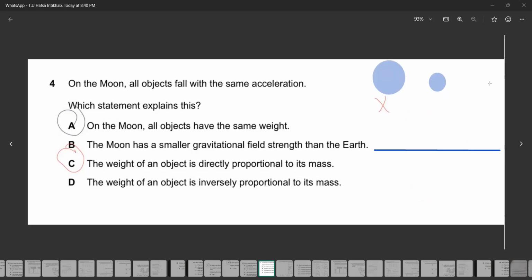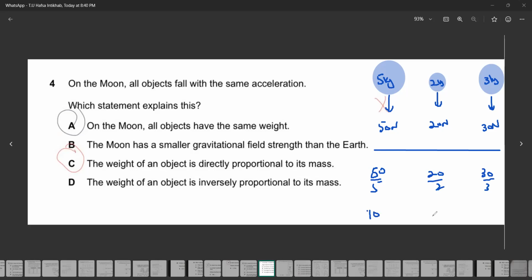Say on Earth, we have 5 kilogram, and I'm taking gravity of Earth as 10. So this will be 50 Newton. We have 2 kilogram and its weight will be 20 Newton on Earth. We have 3 kilogram, it will be 30 Newton. So what is the value for the gravity or acceleration due to gravity? That is weight divided by mass. So 50 divided by 5, 20 divided by 2, 30 divided by 3. That's equal to 10, 10, 10. So they all will have the same value of acceleration due to gravity, or the gravity will be constant.